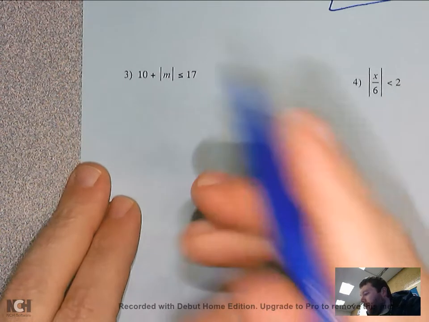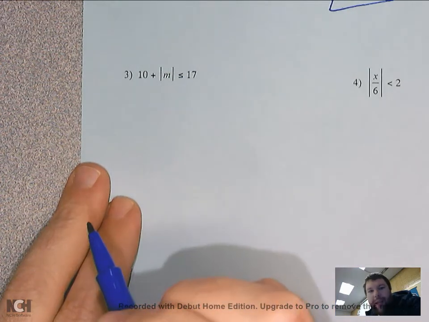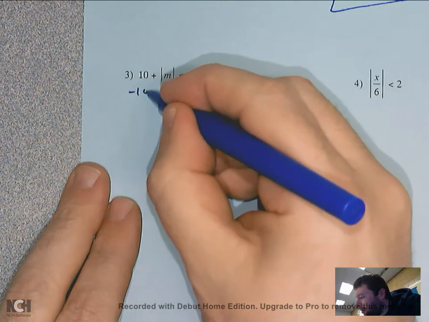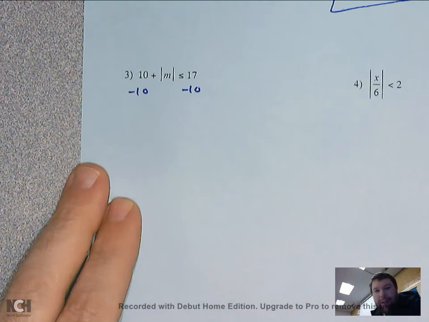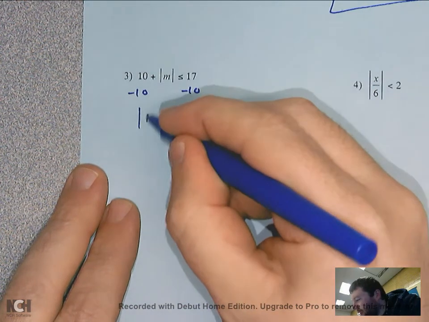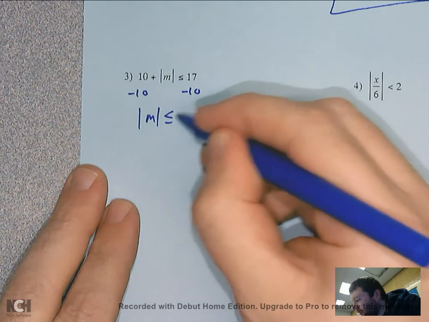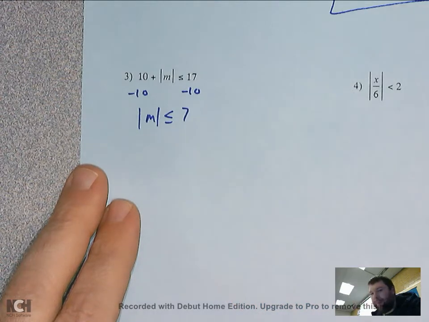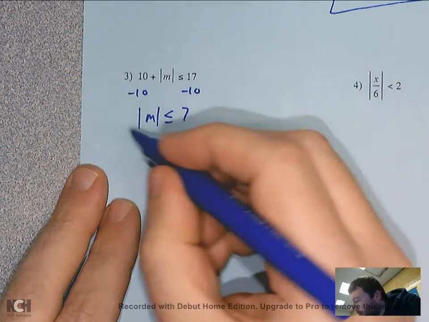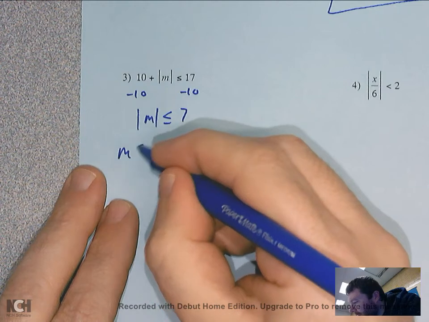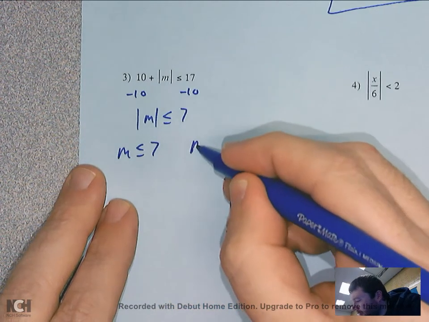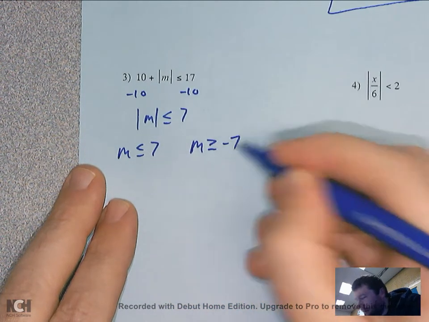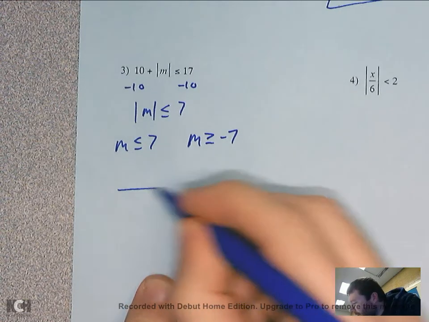So here, number 3. We have the 10 outside the absolute value, so the first thing I'm going to do is move the 10 to the other side. It gives me the absolute value of m is less than or equal to 7. Now the absolute value is by itself, so I'm going to split it. M is less than or equal to 7, and m is greater than or equal to -7. And then I would graph it.